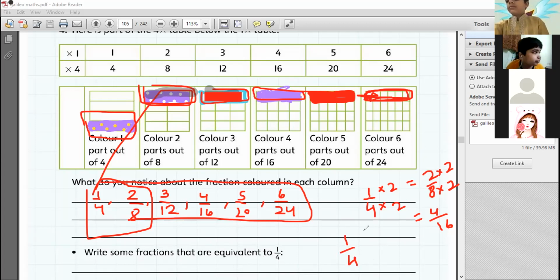I told you, it's not necessary that every time you're multiplying the fraction with 2 only. Now they have multiplied with 3. What did they get? Tell me. 3 by 12. Now you multiply this fraction with 4. What will you get? See what you will get.